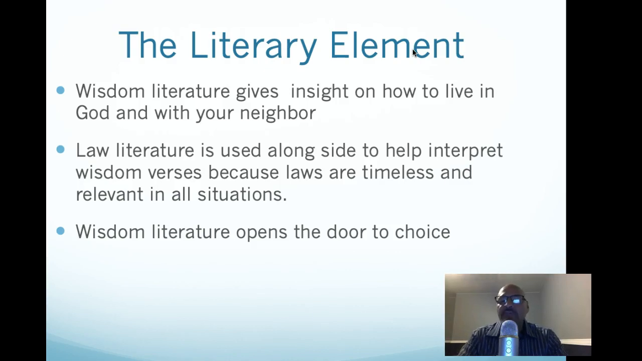Wisdom literature opens the door to choice. Okay, wisdom scriptures, and that's very good. Okay, to understand is that wisdom literature opens the door to choice. So we're going to have to know the type of writings that we're reading, so that we can realize, is it a law scripture that gives me no choice, or is it a wisdom scripture that allows me to expand my horizons and my thought life? Okay.